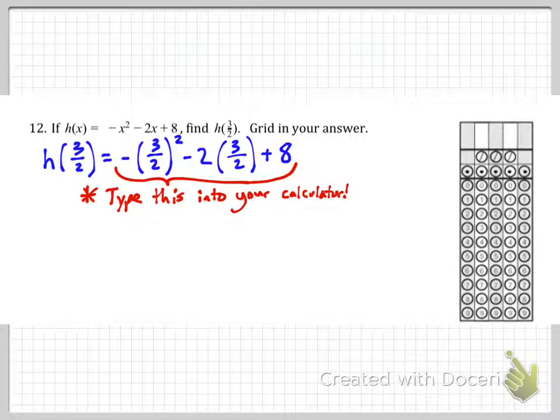In parentheses, you can put 3 divided by 2 if you don't have the fraction button like some calculators do. When you type that in, you should get 2.75. Pretty straightforward, huh? All right. So 2.75, notice the decimal takes up a spot in these grids. So 2.75 looks something like that.